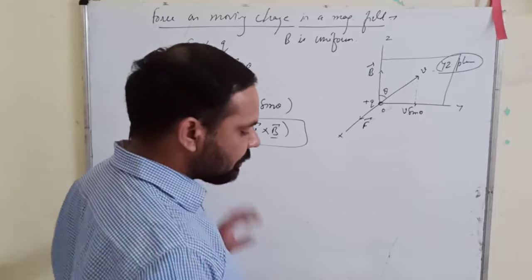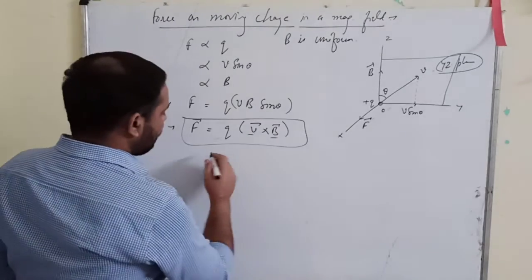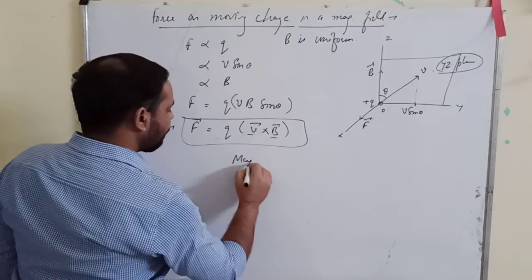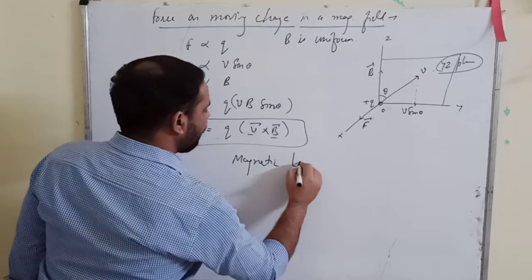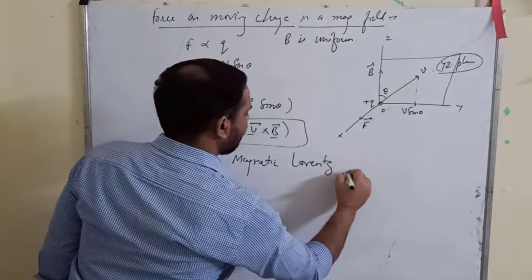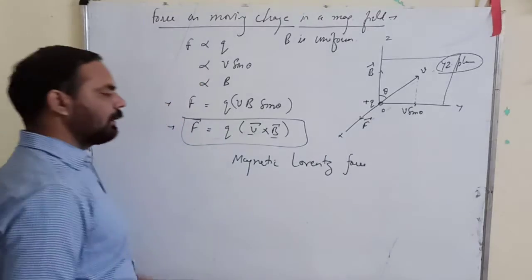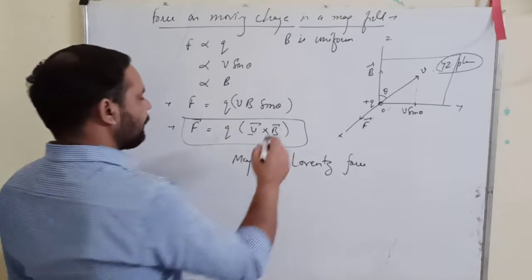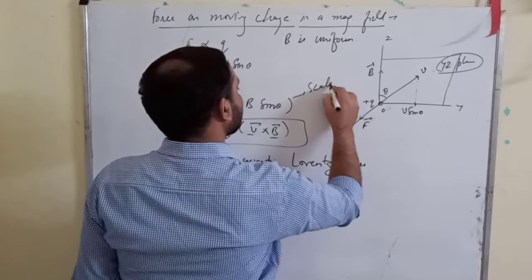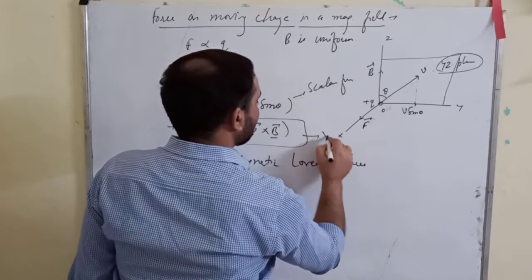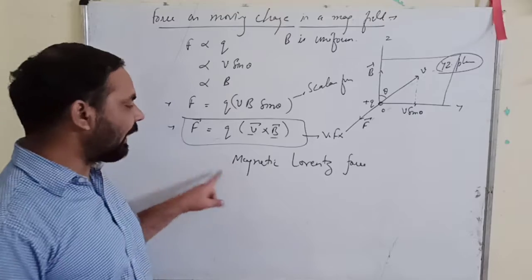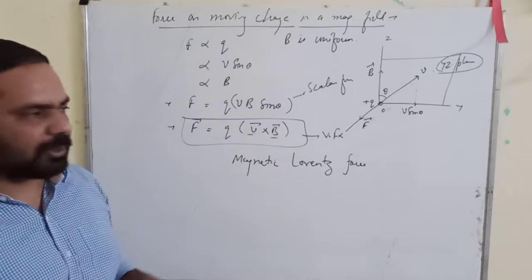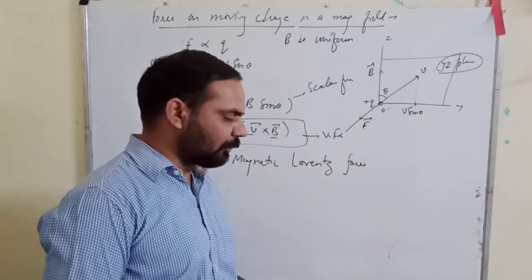Now this force is called magnetic Lorentz force. Okay, the name of this force is magnetic Lorentz force. This is the scalar form and this is the vector form of the expression for magnetic Lorentz force.